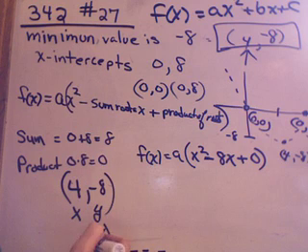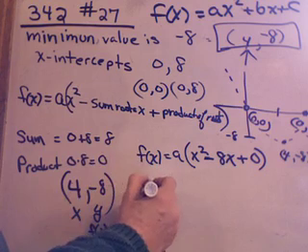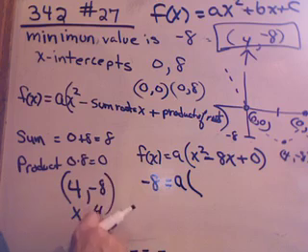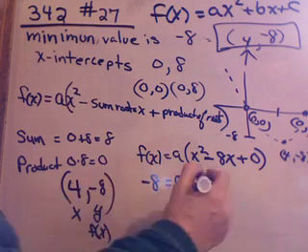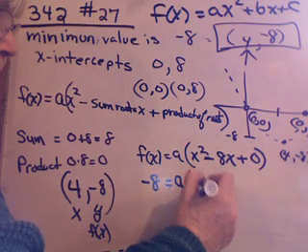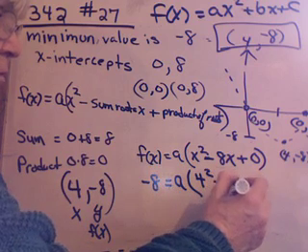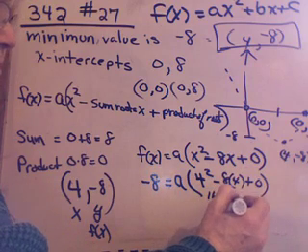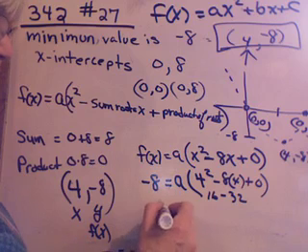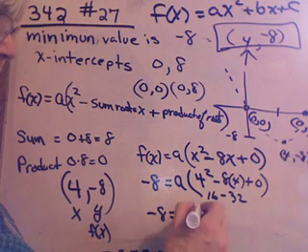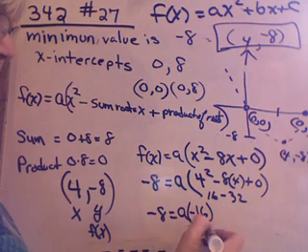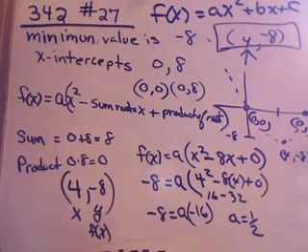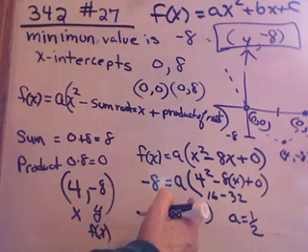Now, I can just plug those in. So the y value is negative 8 equals a. I still don't have the a, but now I know that 4 is the x, so 4 squared minus 8 times 4 plus 0. So 4 squared is 16 minus 32. That gives me negative 16. So negative 8 equals a times negative 16. Divide both sides by negative 16. I get a equals 1/2. So I have the equation.